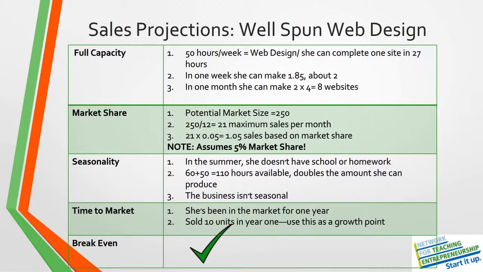And finally, time to market. We know that Charlotte has been in the market for 1 whole year and has had enough time to build brand awareness. She's also sold 10 units in year 1. She can use this to develop a growth rate. So let's take a look at what her sales projections look like.